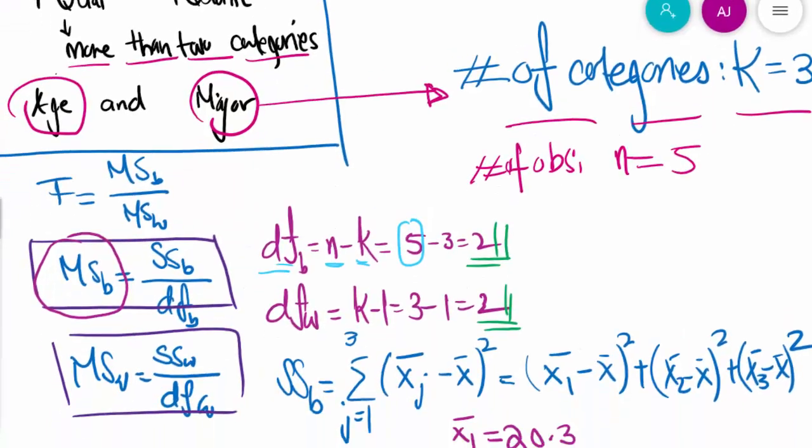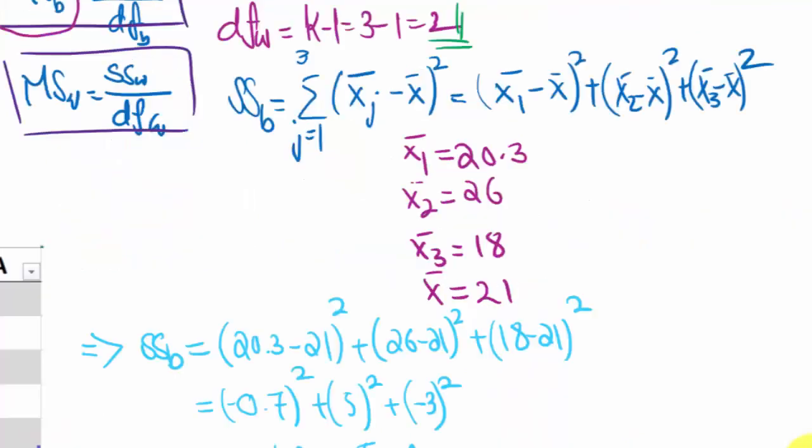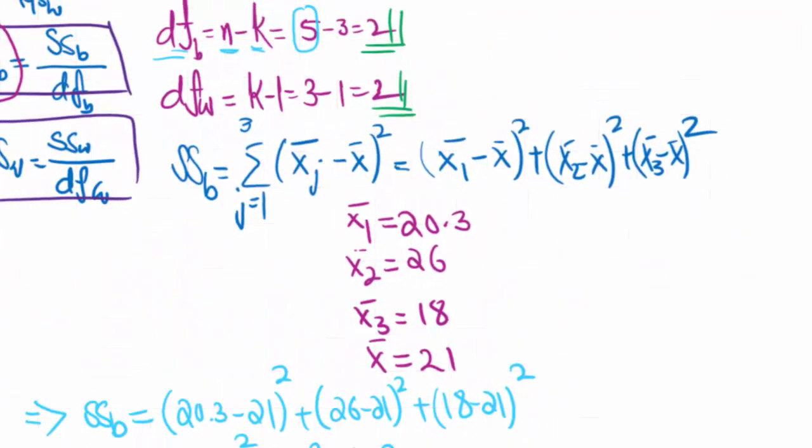Okay, next let's calculate sum of squares between. Sum of squares between is nothing but the sum of xj bar minus x bar squared. Xj bar is the mean of the quantitative variable in each category. For example, the average of age among business students, the average of age among IT students, and the average of age among political science students. J takes values from 1 to 3: x1 bar minus x bar squared, x2 bar minus x bar squared, x3 bar minus x bar squared. X bar is the total or grand average.